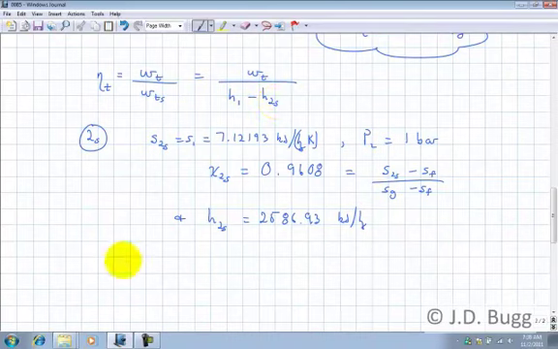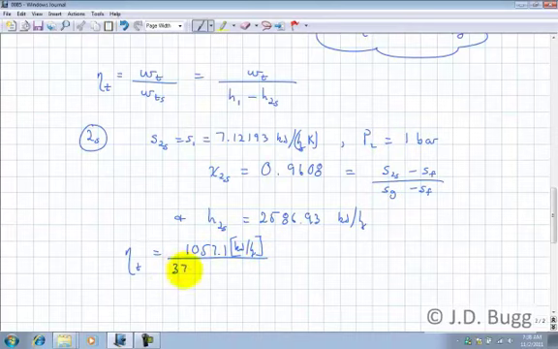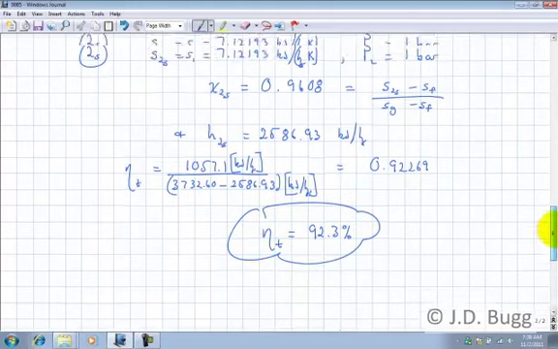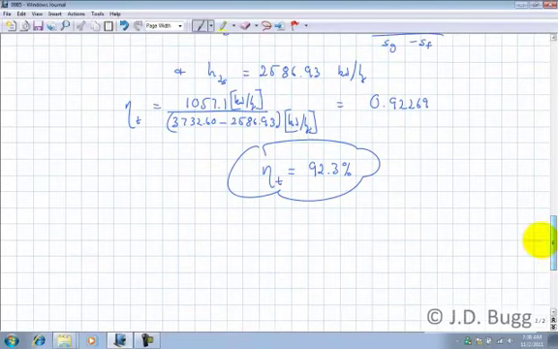So now we're ready to go back and complete this calculation. So the isentropic efficiency of our turbine is our work, which was 1057.1 kilojoules per kilogram, divided by H1 minus H2S, 3732.6 minus 2586.93, both kilojoules per kilogram. And that works out to 0.92269. So we conclude by stating that the isentropic efficiency of the turbine is 92.3%. So we've calculated our work and our isentropic efficiency.